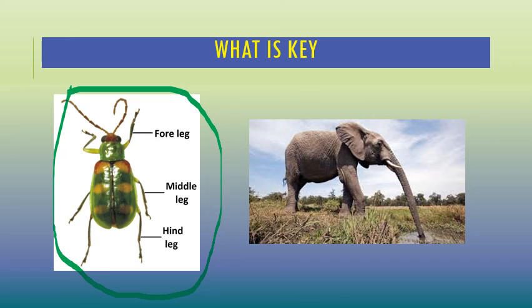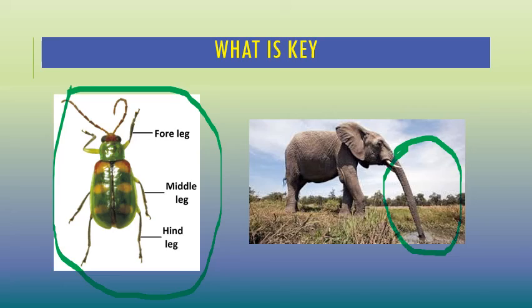legs. For example, someone tells you if there is an animal, if it has a trunk, it means it is an elephant. And you find that there is an animal that is having a trunk. So this is the key to identify an elephant.